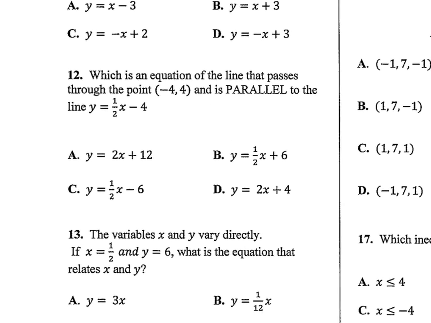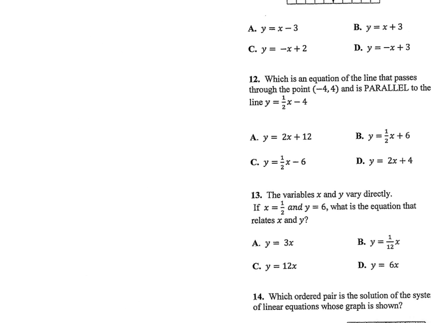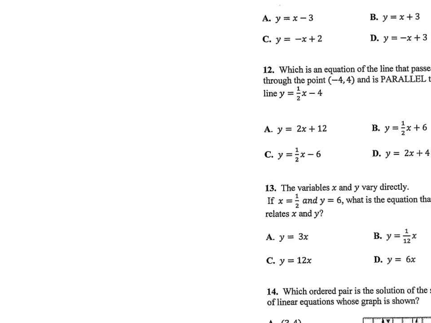Which is an equation of a line that passes through the point negative 4, 4 and is parallel to this one? So you need to work this one out a little bit. I'm going to shrink this off to the side. Bring him over here. So your slope, remember in parallel lines, is the same. So it's going to be 1/2.